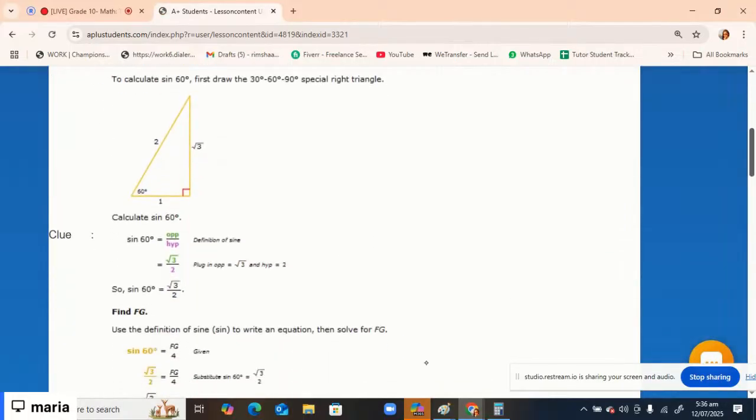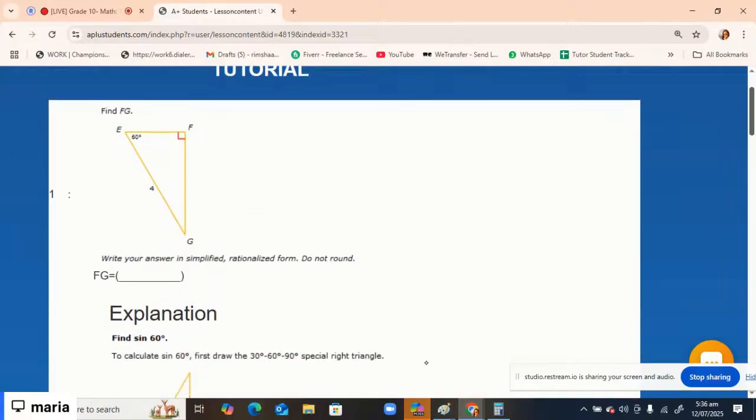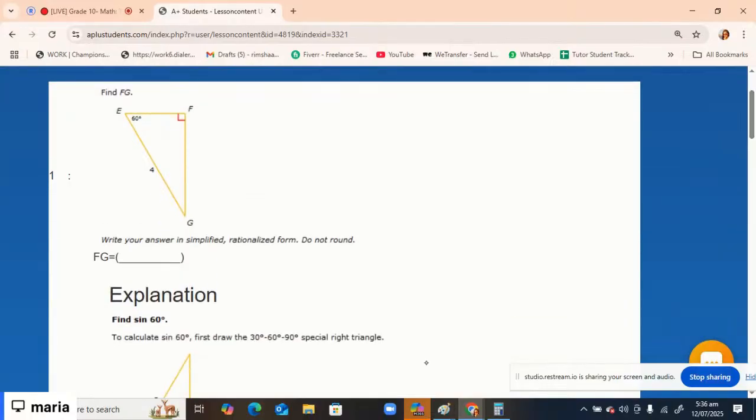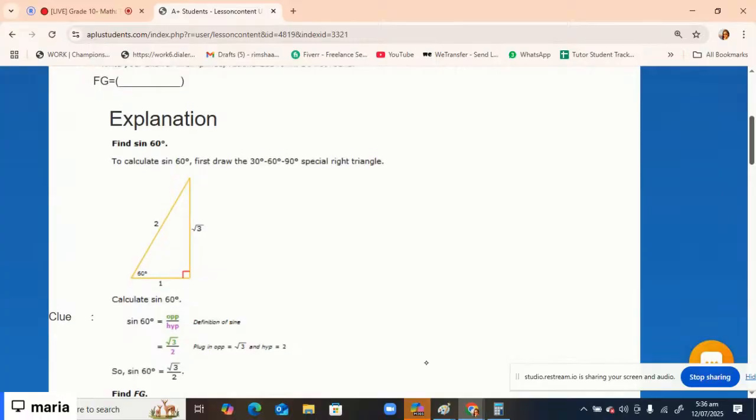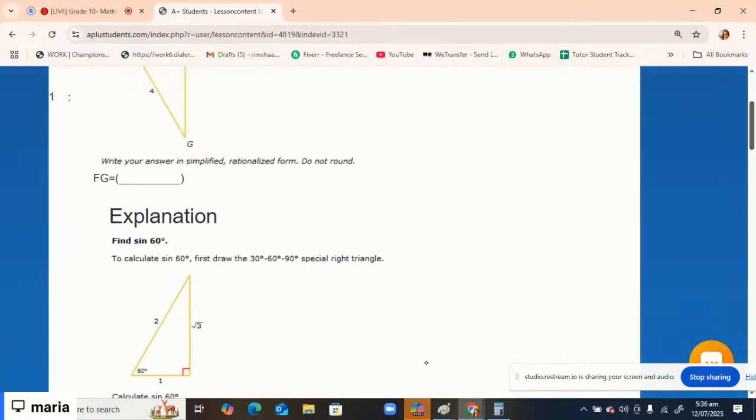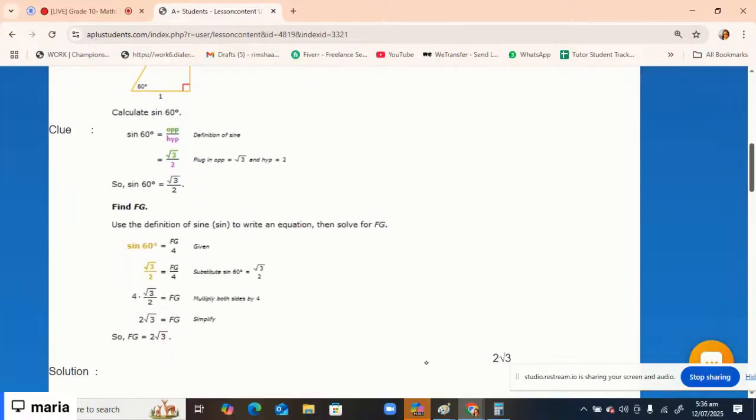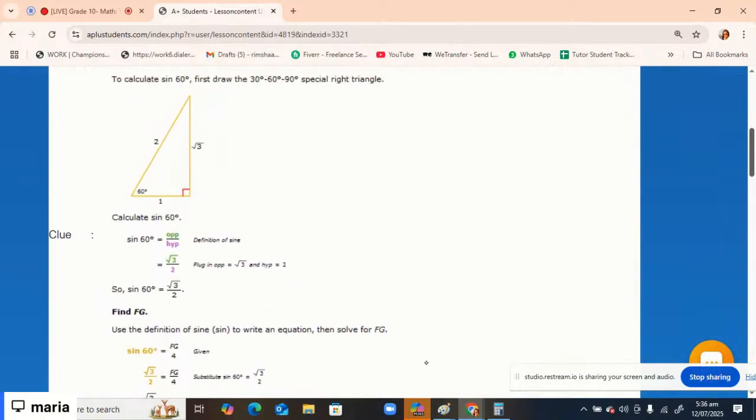Look at the diagram which is given. They are saying to find F and G. Now we are going to find out the side. One angle and one side are given. If one angle and one side are given, first of all we use that angle and then find the side. Okay, and then in the end we just put that value.